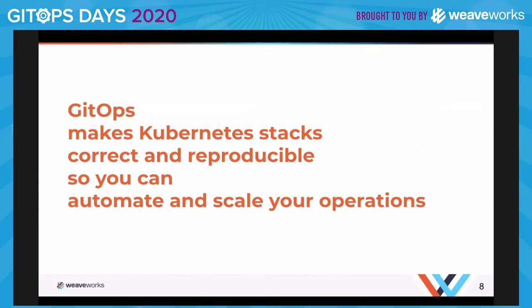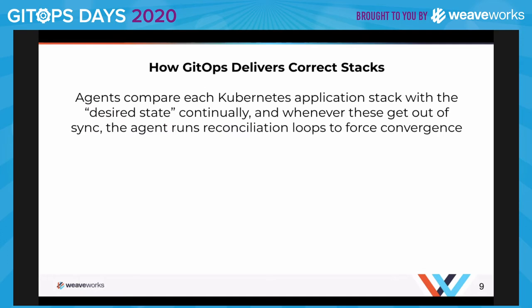And so GitOps, which really came out of the world of Kubernetes, today makes your Kubernetes stacks, that means cluster plus application plus other pieces, correct, based on a program, and reproducible so that you can automate and scale your operations. Let's go on. Next slide, thank you.